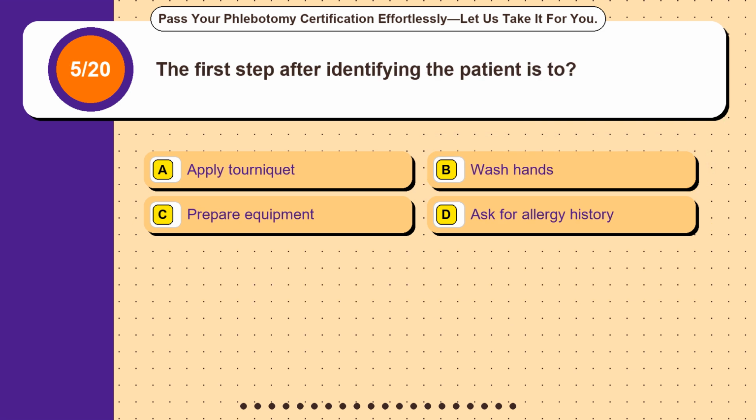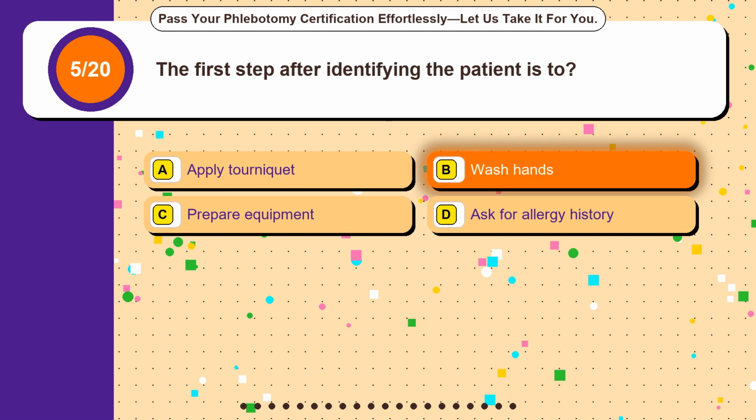Question 5. The first step after identifying the patient is to: Option A, apply tourniquet. Option B, wash hands. Option C, prepare equipment. Option D, ask for allergy history. The correct answer is option B, wash hands.